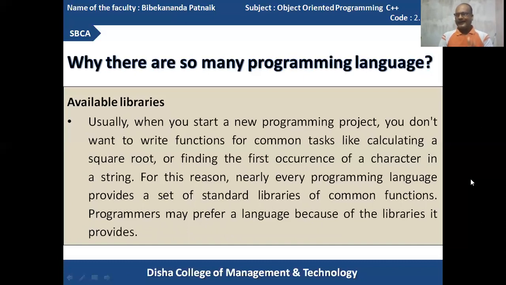For this reason, nearly every programming language provides a set of standard libraries, normally called header files, which are available with C programming, of common functions. Programmers may prefer a language because of the libraries it provides. As you know, in C programming, what did we do? First of all, when you develop a program, first we write hash include stdio.h, and that particular header file is basically called library subroutines. Means it normally contains the predefined functions as well as keyword related codes.